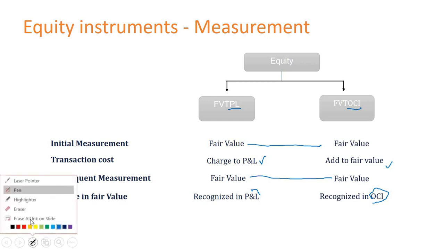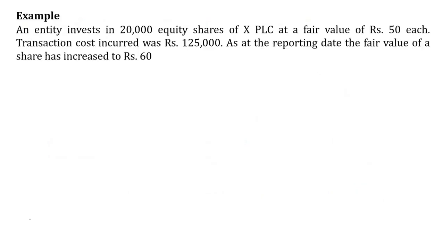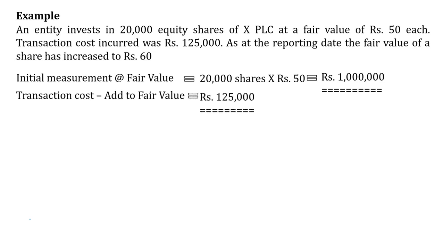Okay, right. Shall we do the same example here to reflect this? Equity investment in 20,000 equity shares of XPLC at the fair value of 50. Transaction cost is 125,000. As at the reporting date, the fair value of the shares has increased to 60. Here, initial measurement has to be at the fair value, which is 1 million. What you should do for the transaction cost, you should add this transaction cost to the asset value.